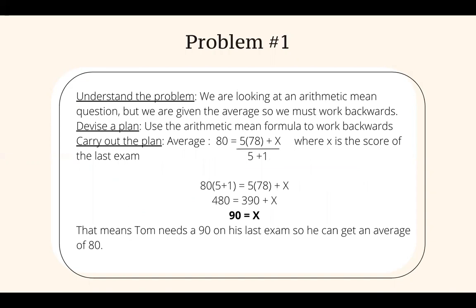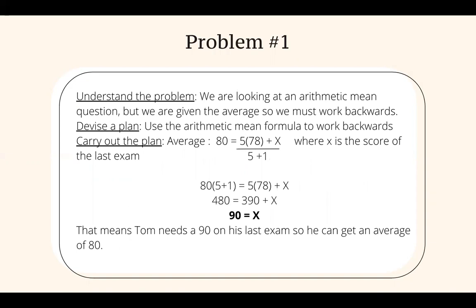First, what is the problem asking for and what do we need to do? We are looking at an arithmetic mean question, but we are given the average, so we must work backwards. Next, let's devise a plan. In order to work backwards, we need to use the arithmetic mean formula. To carry out the plan, let's perform our calculations.